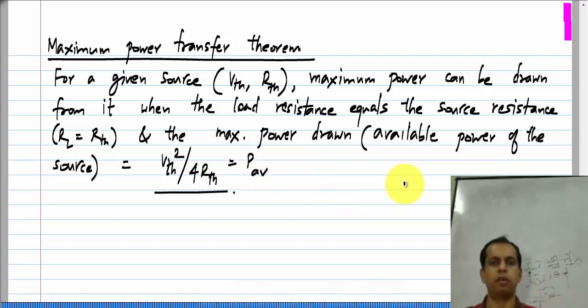Now, I made some implicit assumptions here. I assumed that RTH was positive and RL is also positive. This is the case with many sources such as an antenna. An antenna can be represented as a voltage source in series with some resistance which constitutes the impedance of the antenna, and then the load, it is always dissipative. So, it also is a positive resistor. So, under these conditions, when you make RL equals RTH, you draw maximum power.